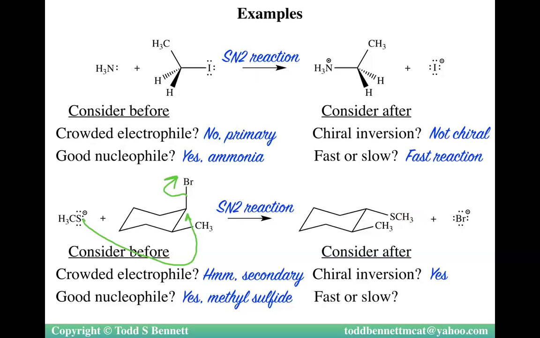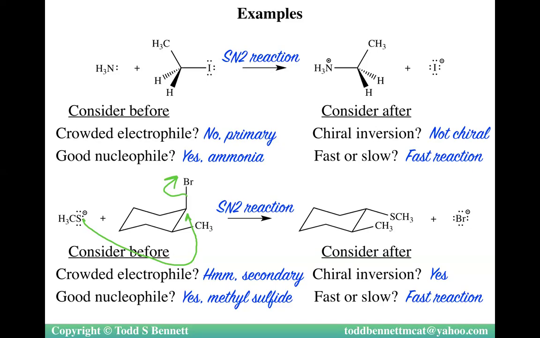Fast or slow? SN2 means it's going to be fast, but not as fast as the first one because of the crowdedness. So it's still a fast reaction because it's SN2, but your rate, if it's a relative rate, is not as fast as an uncrowded SN2. So a crowded SN2 will still go a little slower, but it won't be as slow as an SN1 reaction where you wait for the leaving group to leave.